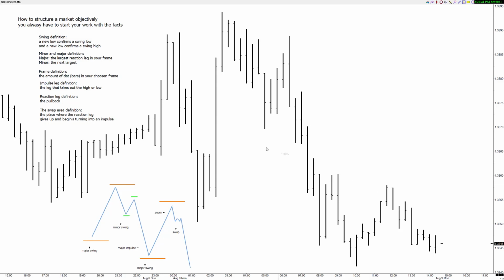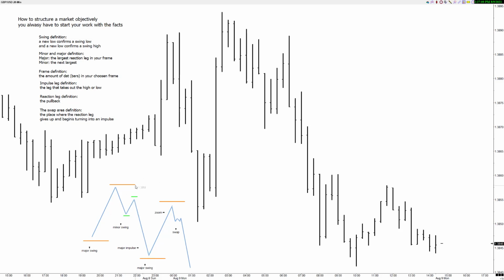So I'm going to talk about the swing area in this case. But let's just follow the rules here. How to structure a market. It's very objective, what I'm doing. It's always the beginning point. So I have a swing definition. A new low is going to confirm a swing high, meaning the buyers couldn't hold it, the sellers won. It's the facts, Jack. Will it reverse?